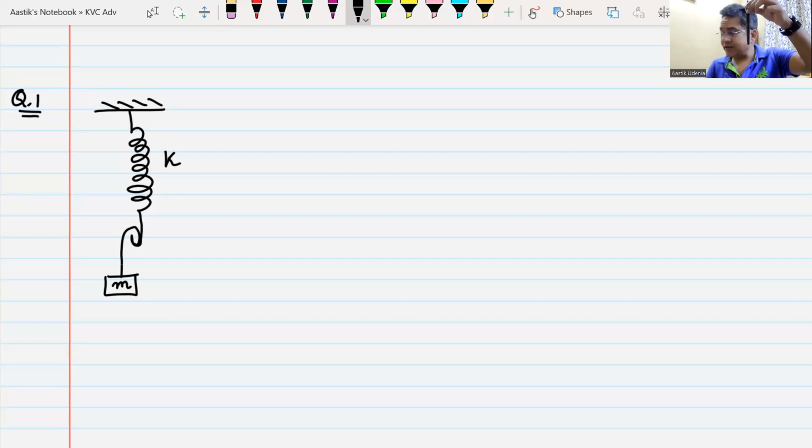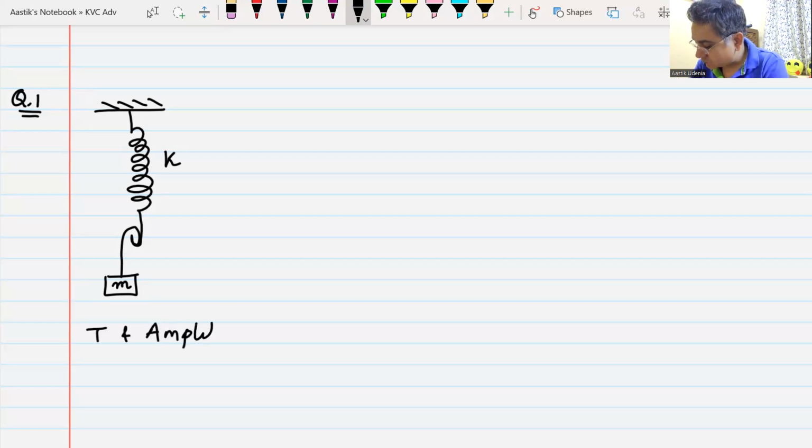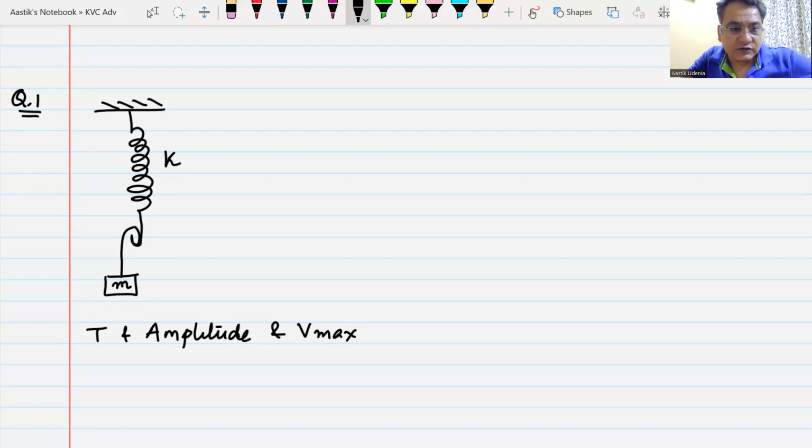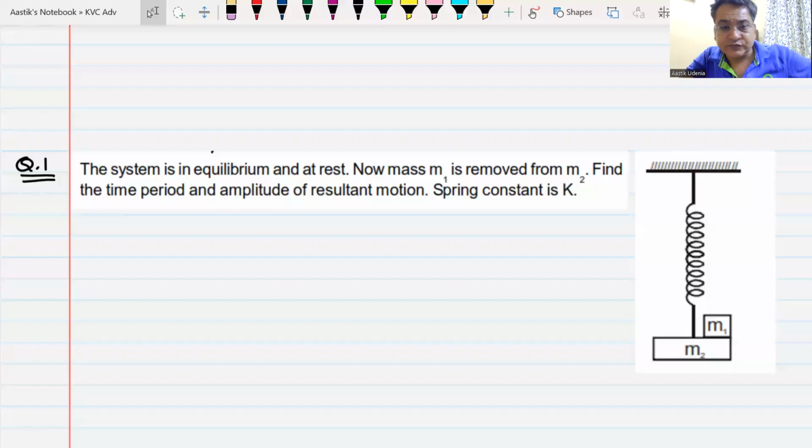Yes, sir. The spring is hanging freely at natural length. It has a hook, I put a block on that hook and leave it. It will perform SHM, yes or no? Yes, sir. You have to find out the time period and amplitude of the SHM and the maximum velocity. What is the maximum velocity of the particle? Can you do that? Yes, sir. You have 2 minutes to solve this. Do that first.